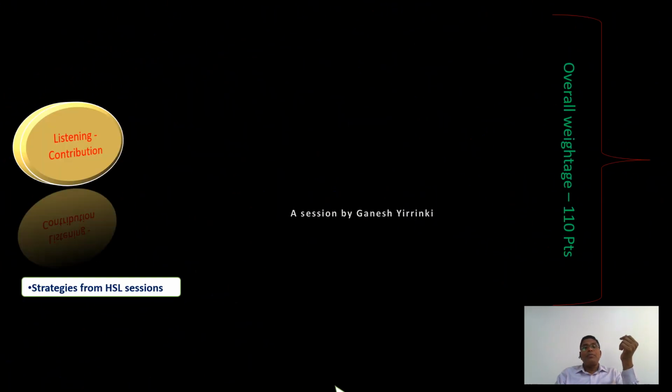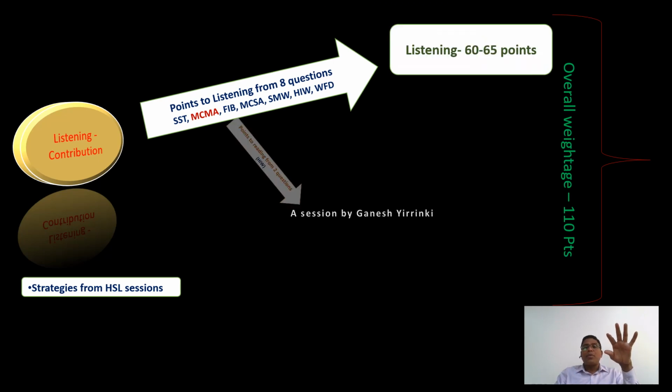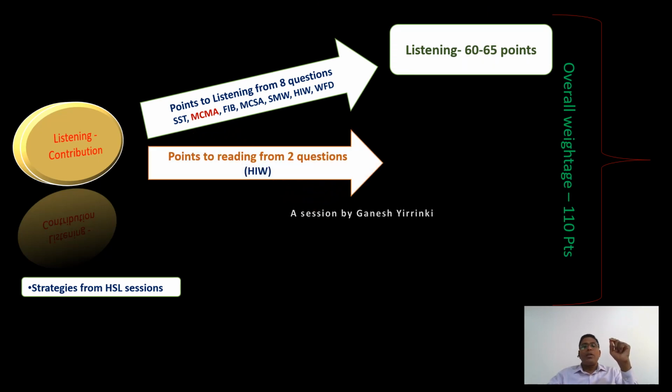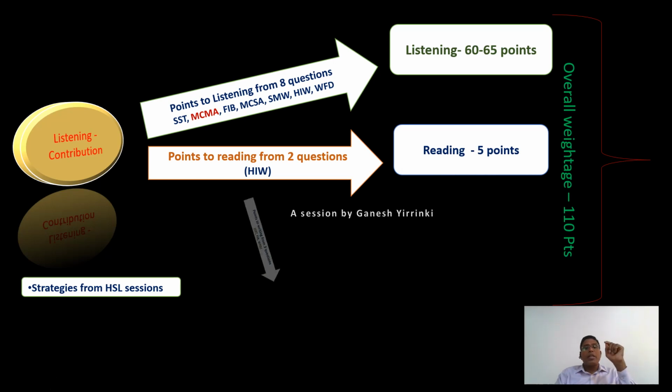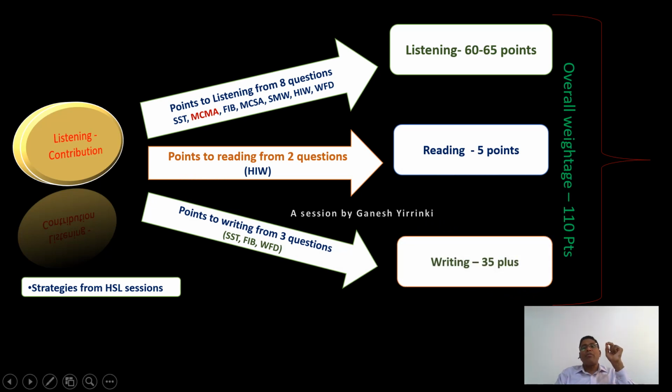Then we have the listening module, and there are 7 questions in listening, and your performance in these questions can give you around 60 points to listening. But we have a question called highlight incorrect word in listening that contributes around 5 points to reading score also. And from listening, there are 3 questions, and those are summarize spoken text, fill in the blanks question, and write from dictation. These 3 questions will give you around 35 to 40 points to listening score, writing score also.